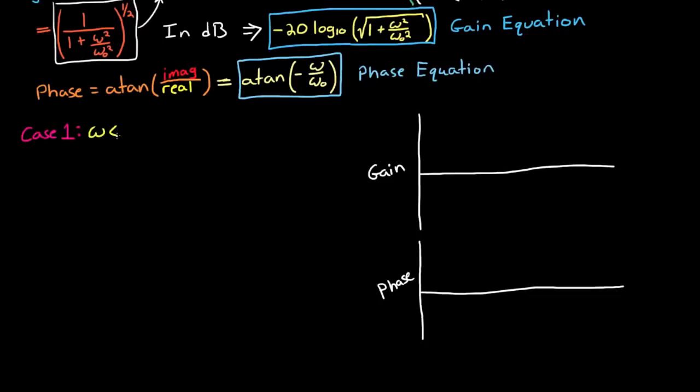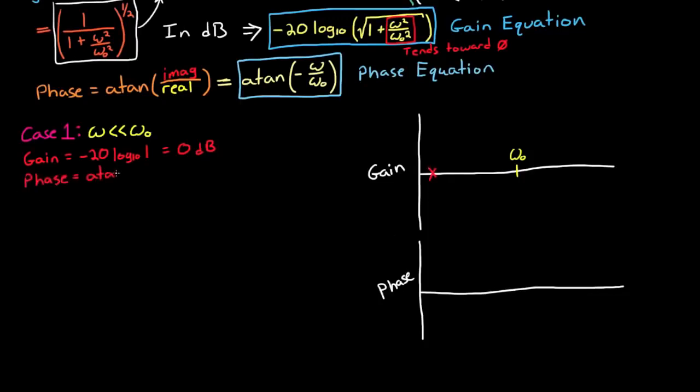That's when omega is much less than the break frequency omega naught. When that happens, this omega squared over omega naught squared tends towards 0. So all you're left with is the square root of 1. And in this case, the gain equation simplifies to just negative 20 log base 10 of 1, which is 0 decibels. And we can write that on our gain plot somewhere in this area. And the phase is the arctangent of 0, which is also 0 degrees. And we can mark this point on our phase plot.